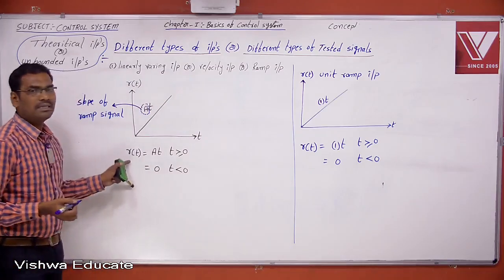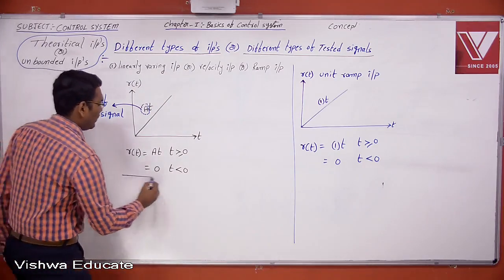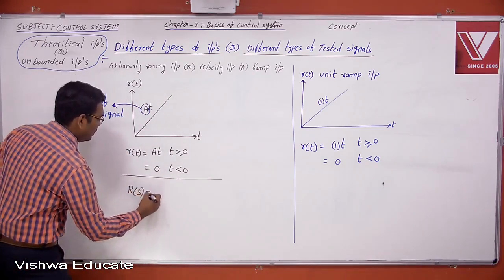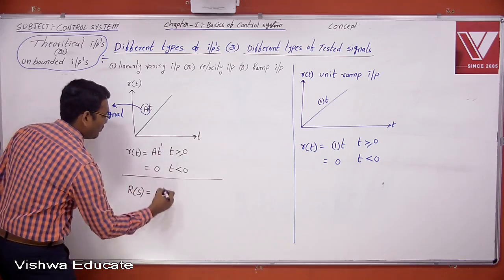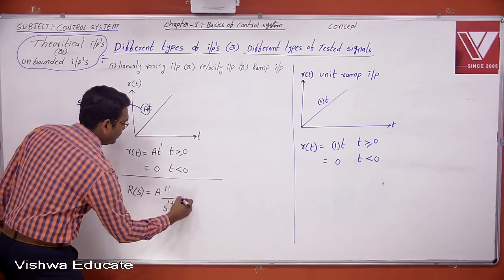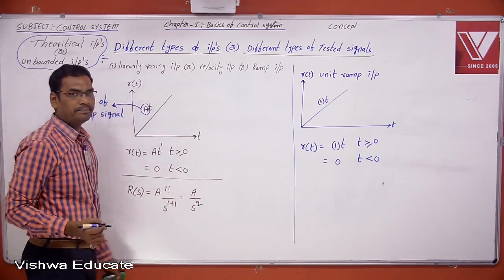Now this is in time domain. Then what is it in frequency domain? You know that in frequency domain, R of s is equal to A into t power 1 factorial by s power 1 plus 1, which is equal to A by s square.